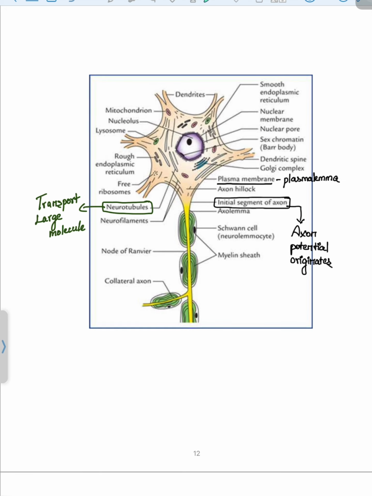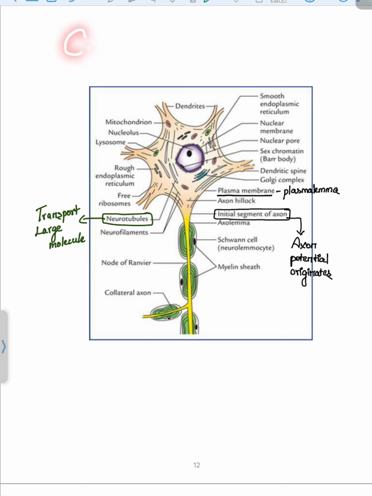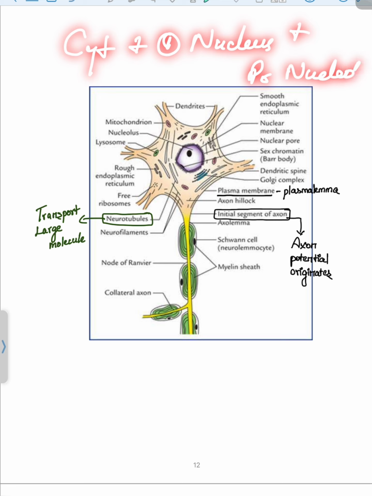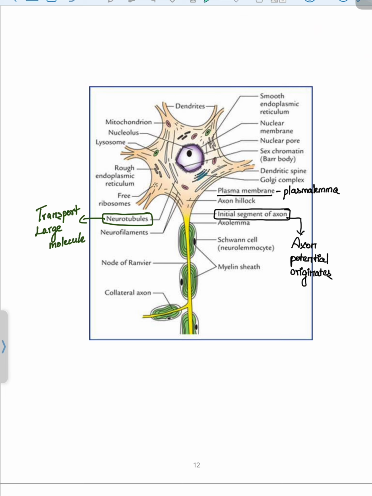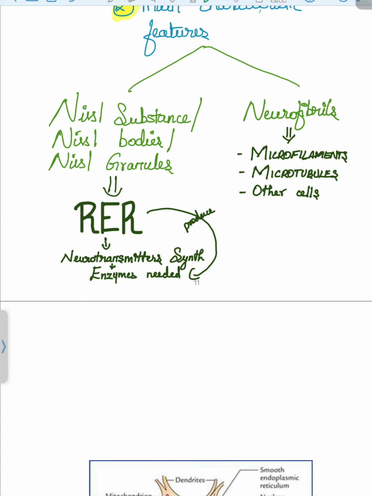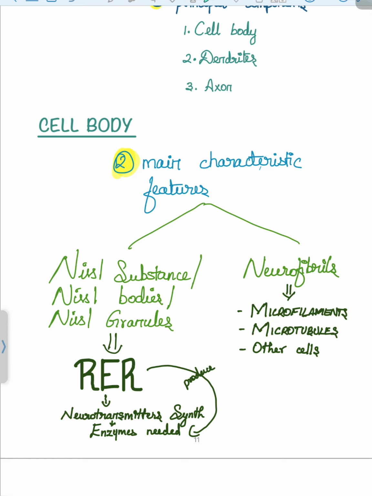First, the cell body. The cell body majorly has a cytoplasm and a single nucleus with a prominent nucleolus. Right? Could you all appreciate these three things in this picture? It has cytoplasm, it has a single nucleus with a prominent nucleolus, right? And beyond this, we have two main characteristic features in a cell body to be appreciated. Whenever people ask about cell body, you have to tell about these two main characteristics. First is Nissl granules, second is neurofibrils.